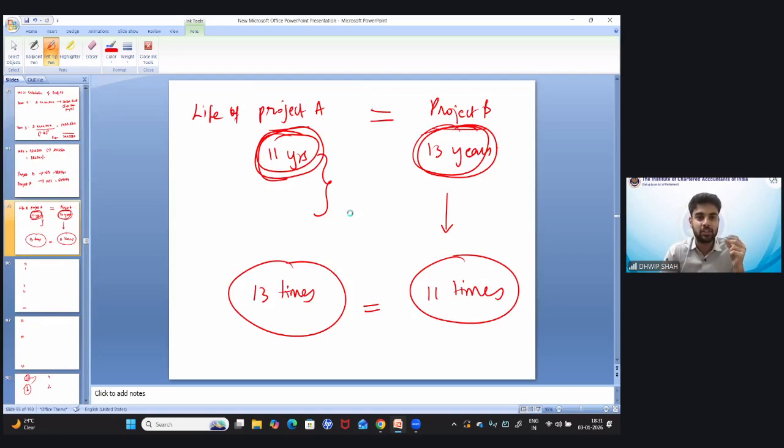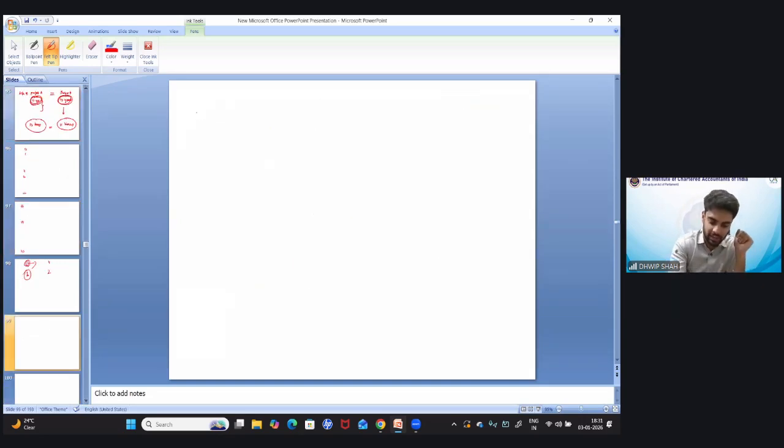Are you getting this? So in that case we move to our next method, called equivalent annualized criteria. Equivalent annualized criteria, a very practical concept and very logical.